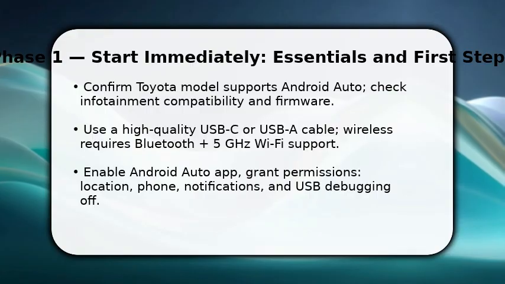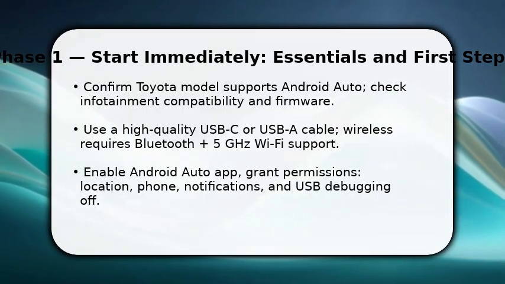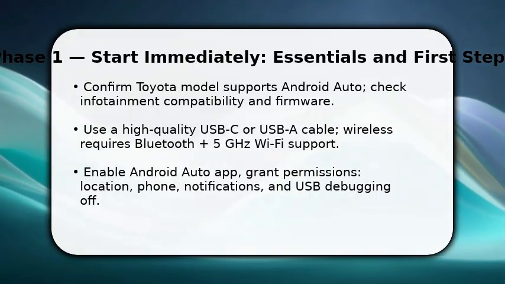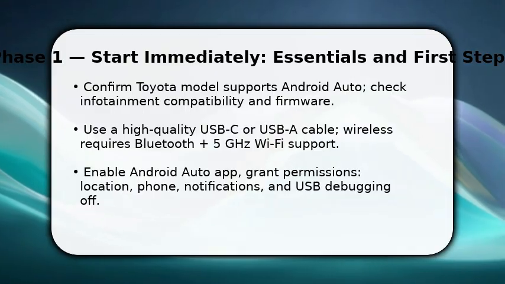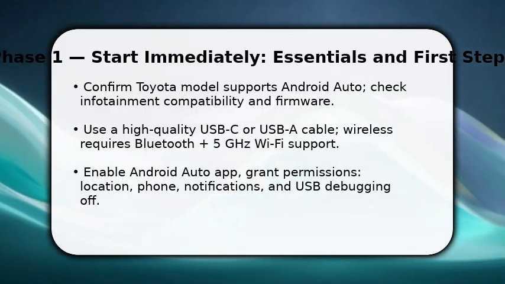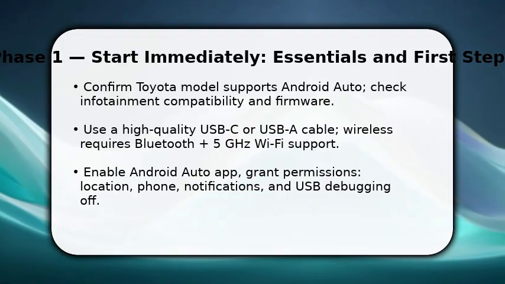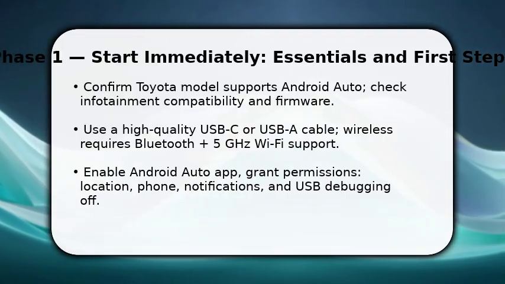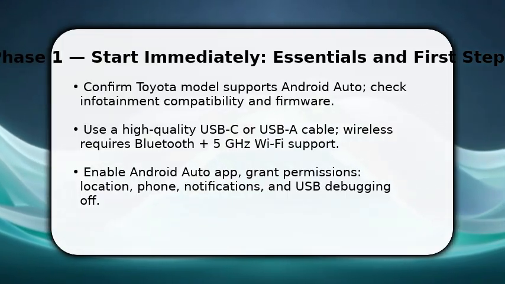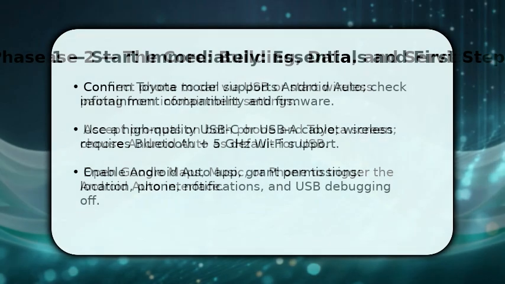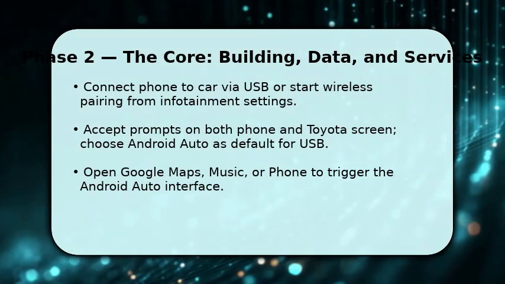On your phone, open Android Auto and grant location, phone, and notification permissions so the system can route calls and maps. Once done, set the car's USB mode to Android Auto or CarPlay-compatible mode to allow data transfer and app projection. Now you proceed with pairing and activation.